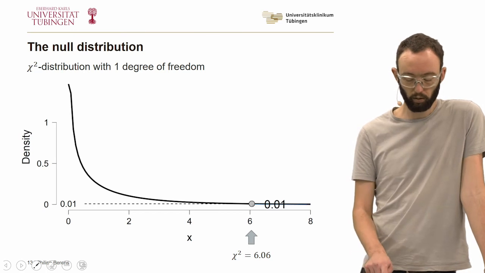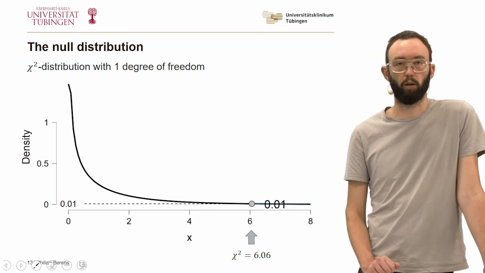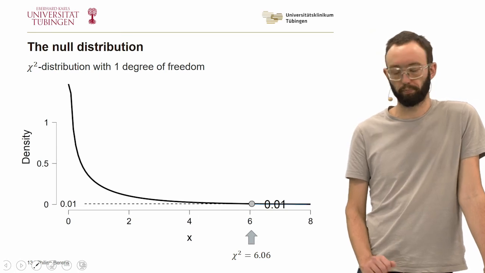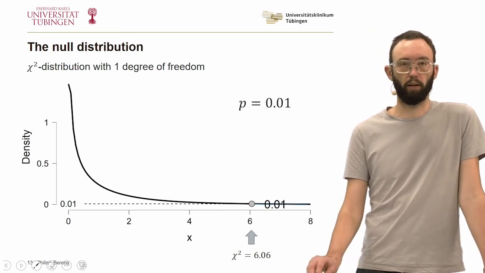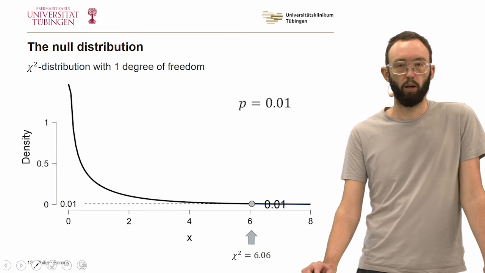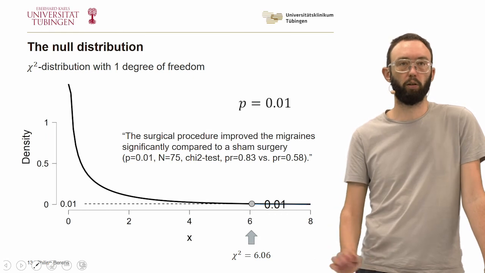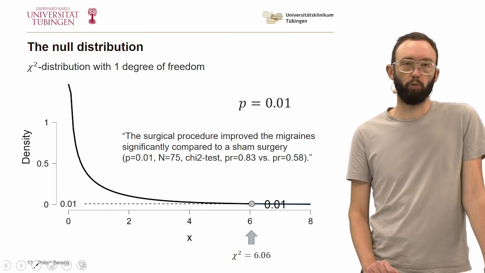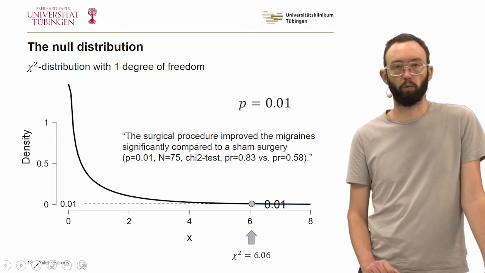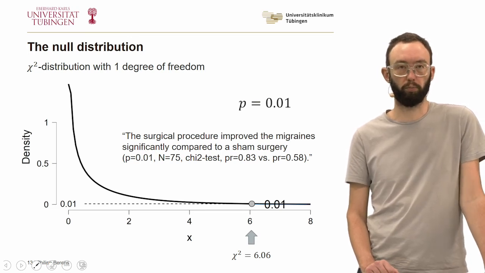That means that the p-value is just this tiny area here at the very tail of the distribution, so about 0.01, which means that our p-value in this case is 0.01, and thus smaller than, let's say, an alpha cutoff of 0.05, which allows us to reject the null hypothesis. So we can provide a summary statement saying, the surgical procedure improved the migraine significantly compared to a sham surgery, p equals 0.01, N equals 75, chi-square test, probability of 0.83 versus probability of 0.58.